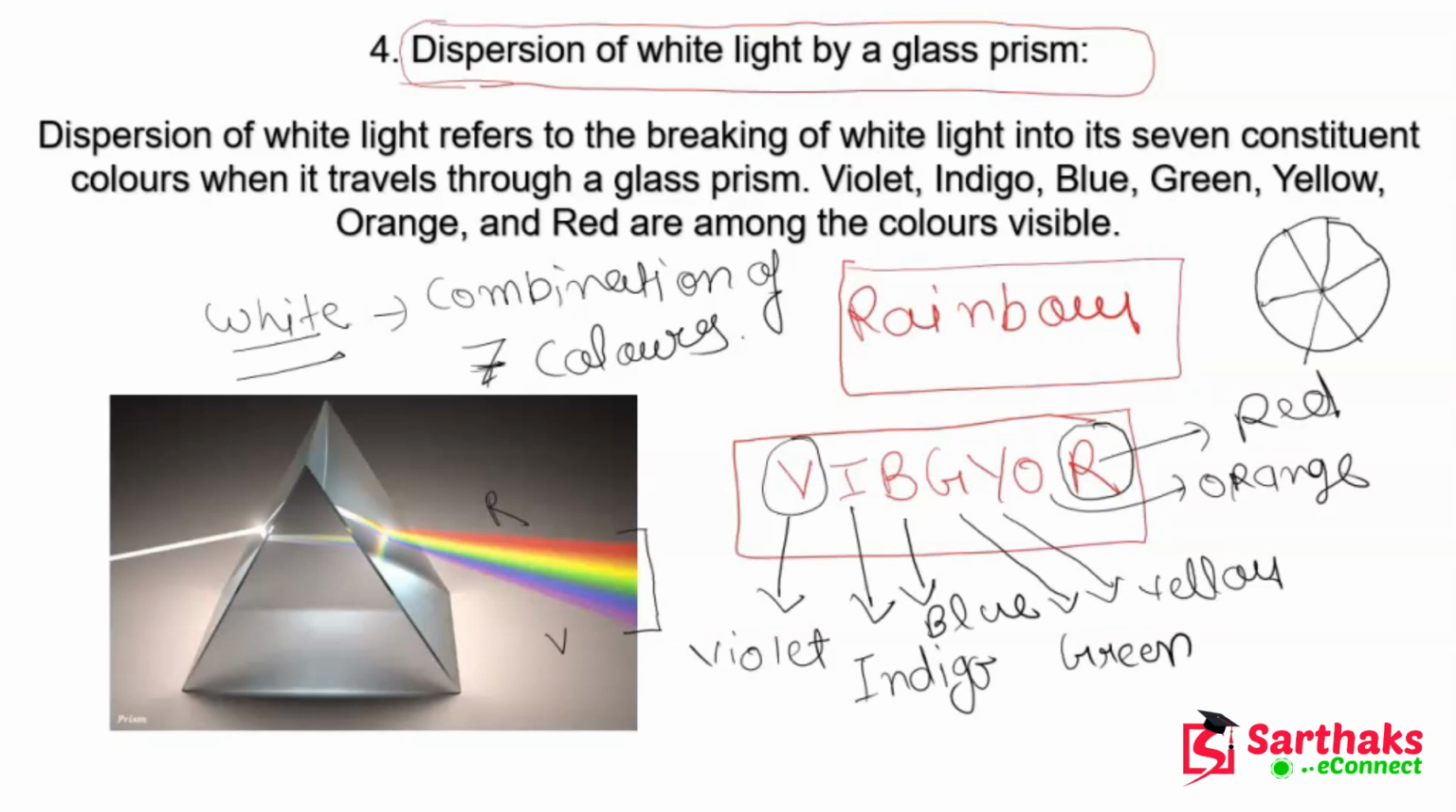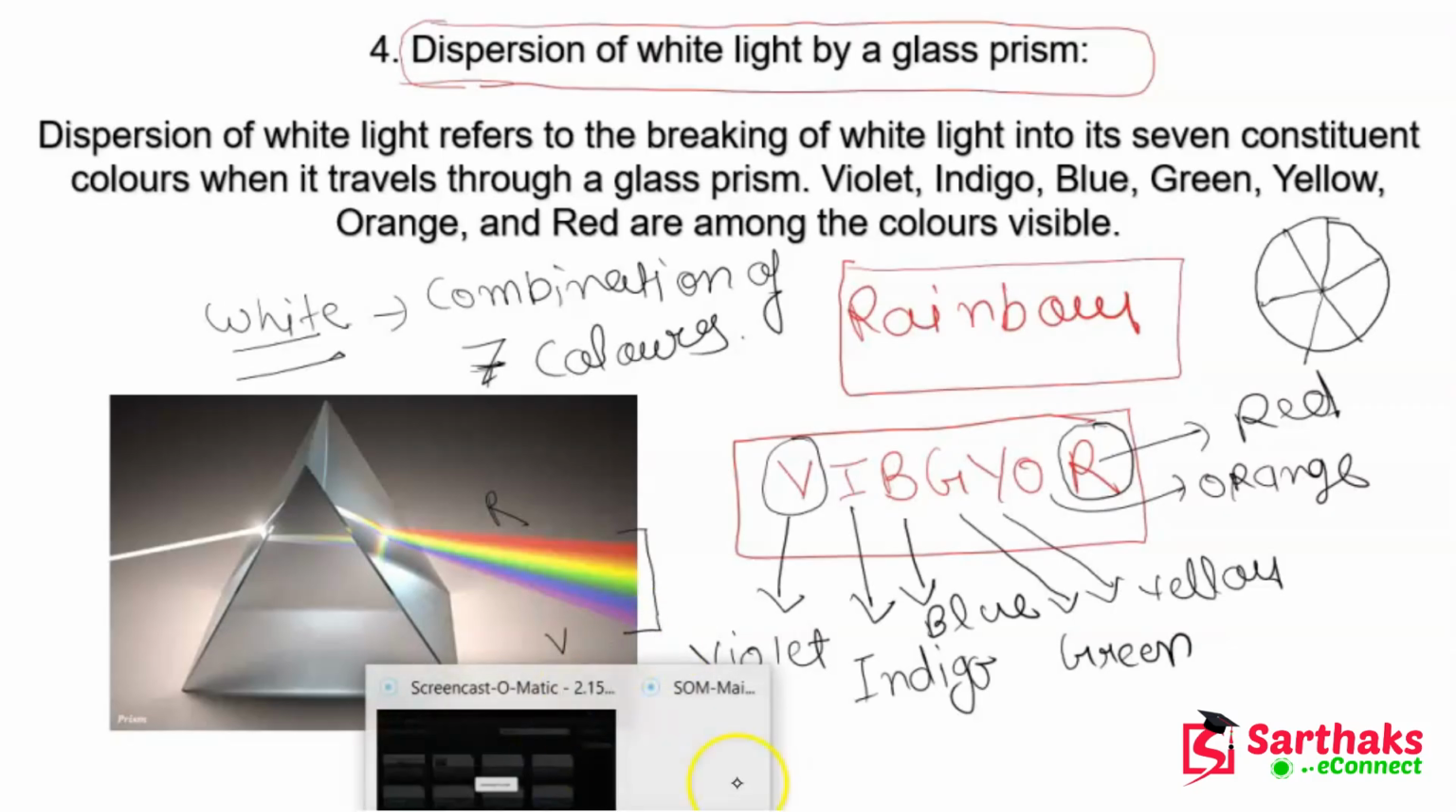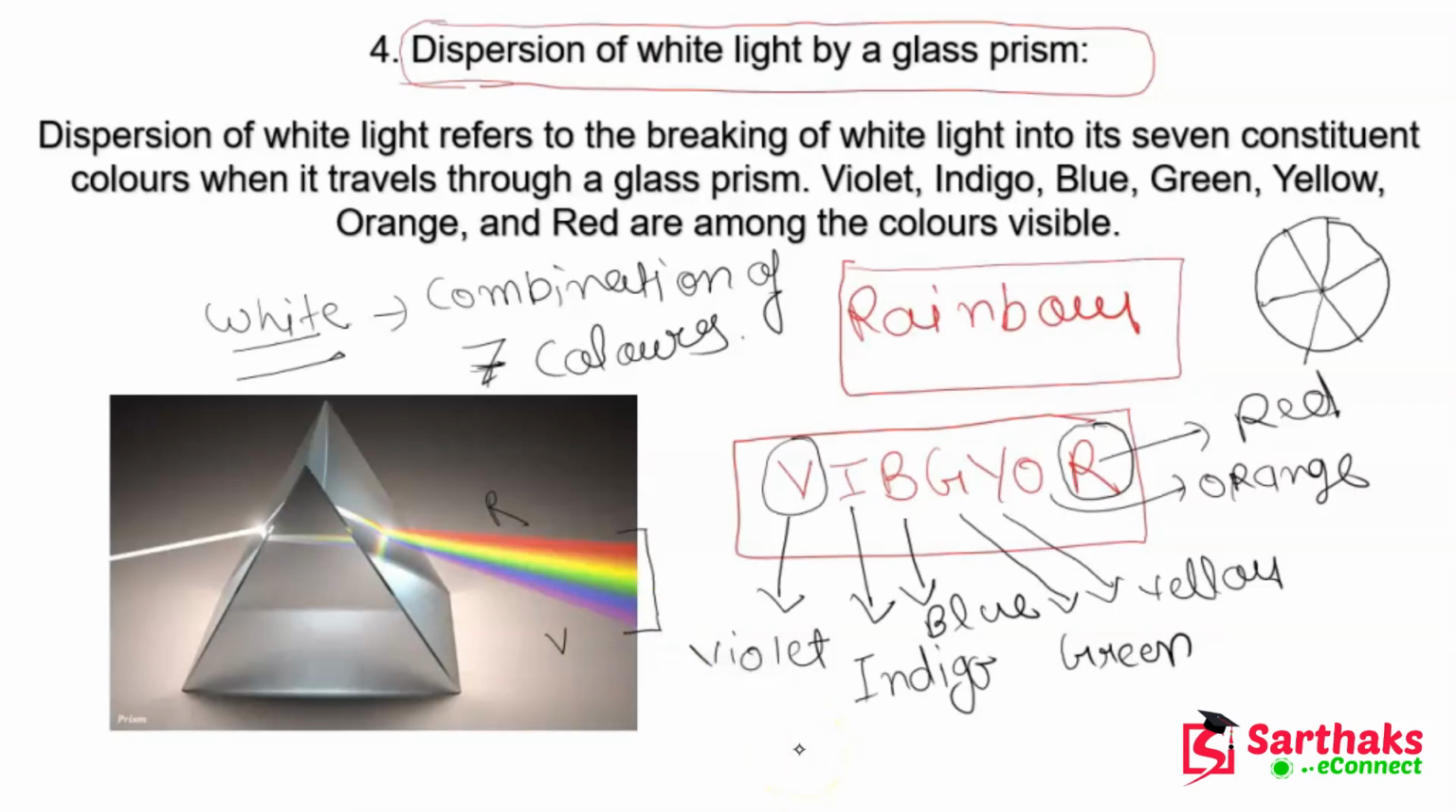But we don't see the combination of 7 colors. We are only able to see this when white light is refracted through this prism. I hope guys this thing is clear to you. Now we have also seen that white light is dispersed into its 7 color components by a prism. So basically, the different colors of light bend through different angles with respect to the incident ray as they pass through a prism.